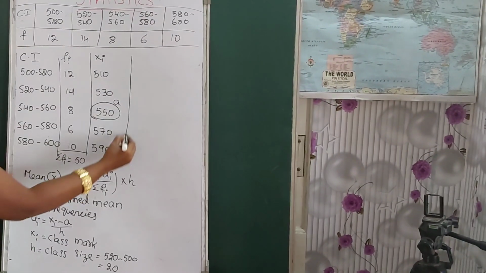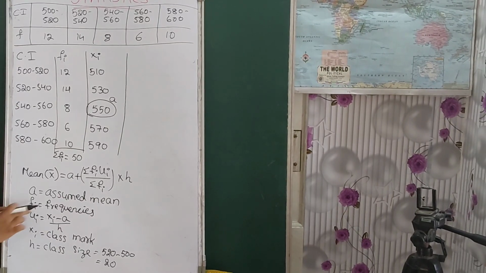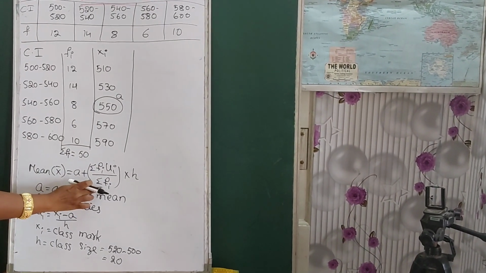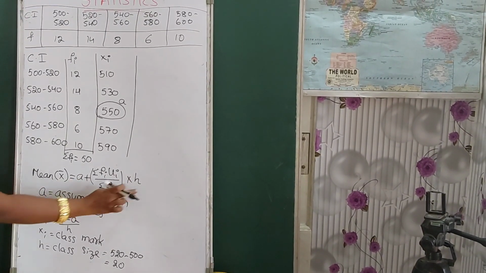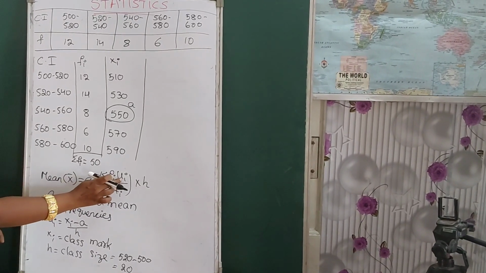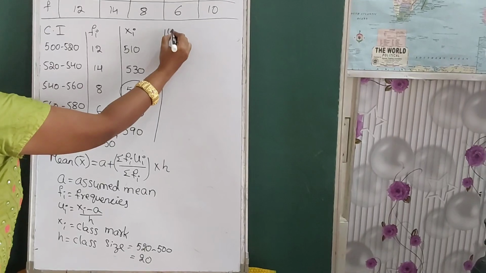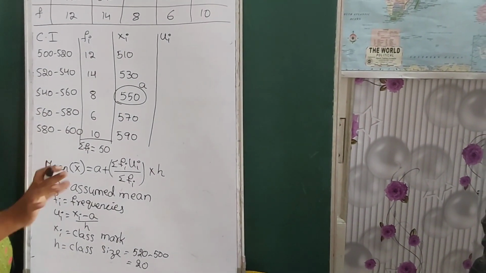Now I got my assumed mean and the exercise also. So in the next step I have to find out my ui. See here I got fi, sigma fi, h, A, all these I got. So what is remaining? fi ui. So first I have to find out these ui's. So my next column will be ui. No need to calculate the ui's.